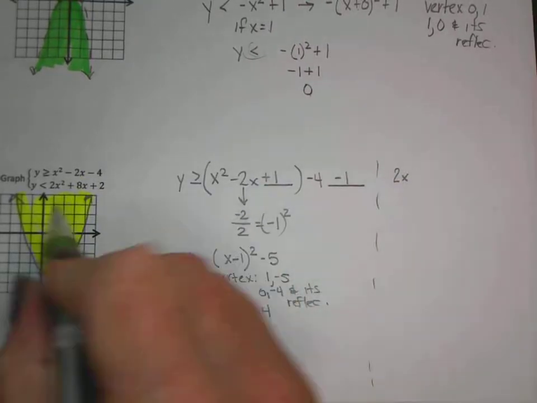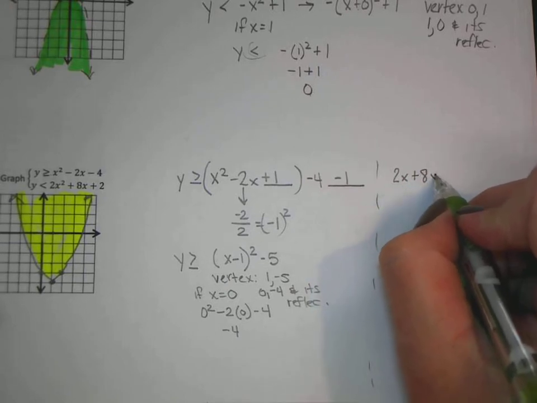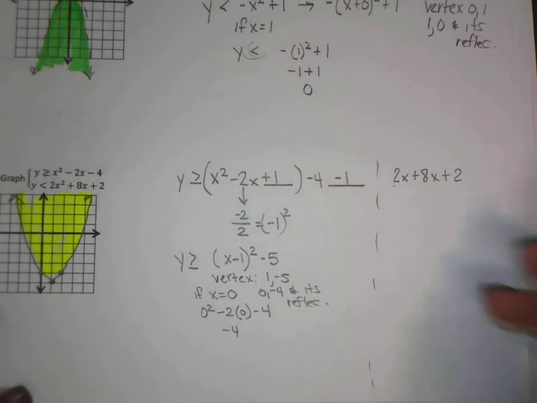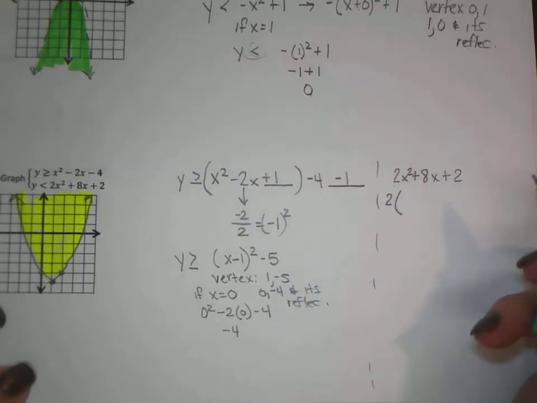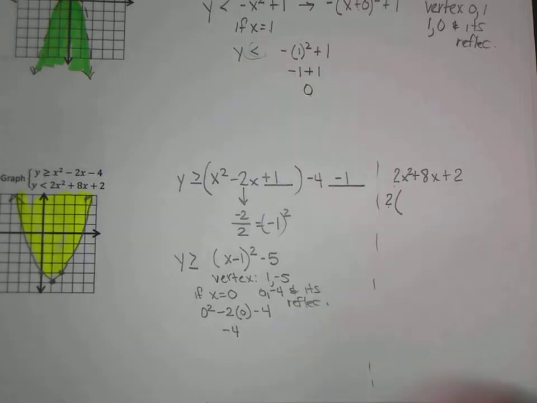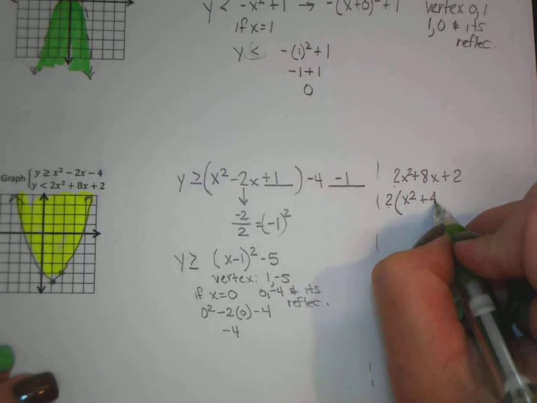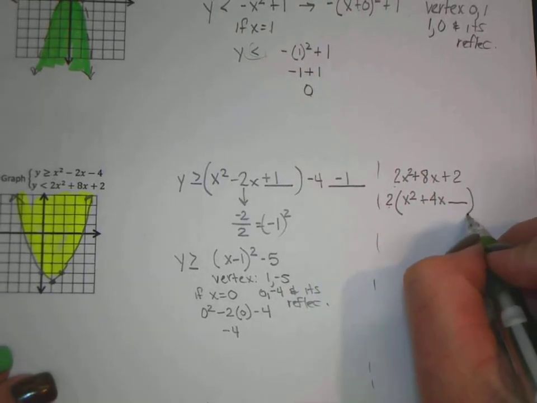2x squared, I'm leaving off the y is less than for space purposes, plus 8x plus 2. You have a lead coefficient and you have a full quadratic. So go ahead and pull that 2 out. That's actually going to be your a term, which means we're going to have a stretch of 2, which means this parabola is going to be a little skinnier. x squared plus 4x, and if you're getting the idea, go ahead and bump it over already.